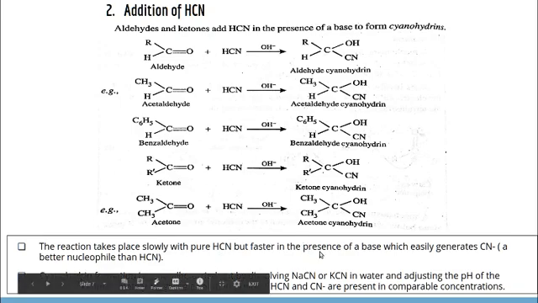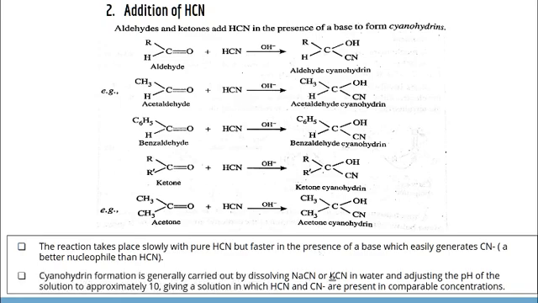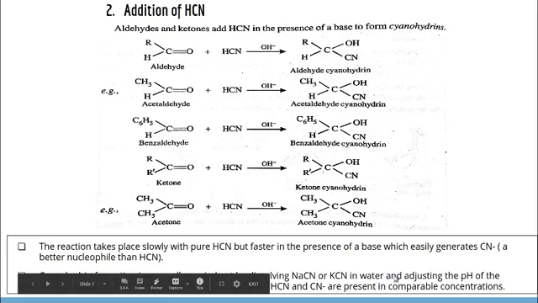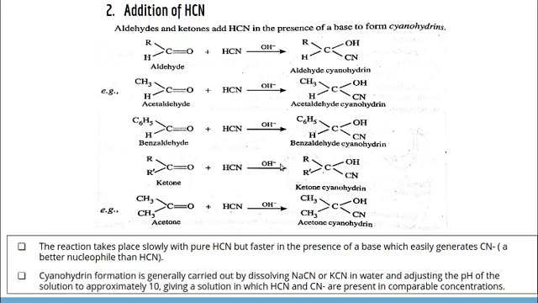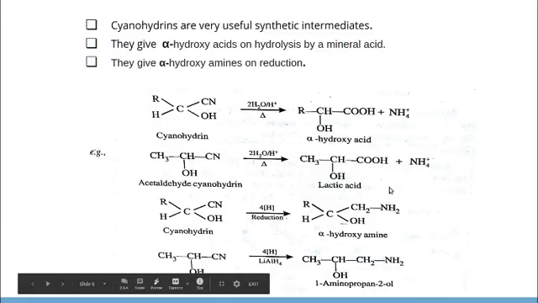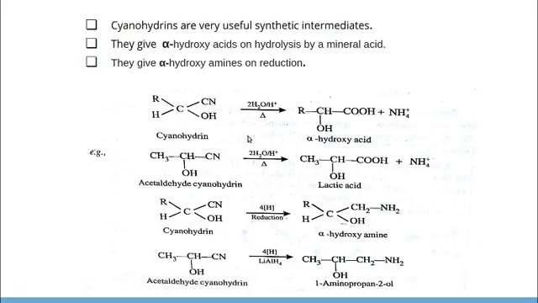Then cyanohydrins are usually prepared, HCN is usually prepared by dissolving NaCN or KCN in water. Then adding the base, then we will get HCN. So this is the nucleophilic addition reaction of HCN to aldehydes and ketones. We know that we can prepare cyanohydrins from aldehydes and ketones by treating with HCN.